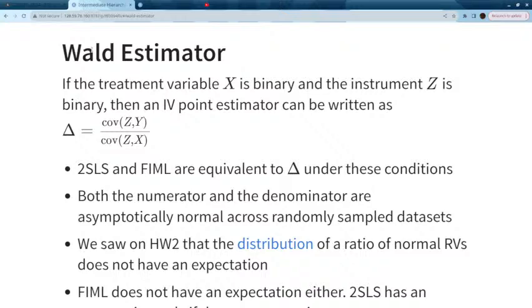And the two-stage least squares estimator and the less commonly used full information maximum likelihood estimator are equivalent to this estimator under the conditions that x is binary, z is binary, nothing else is going on. In the more general case, people are going to mostly use two-stage least squares, but this simple case is already illustrative because both the numerator and the denominator are covariances, and we have covariance point estimators that are asymptotically normal across randomly sampled data sets.